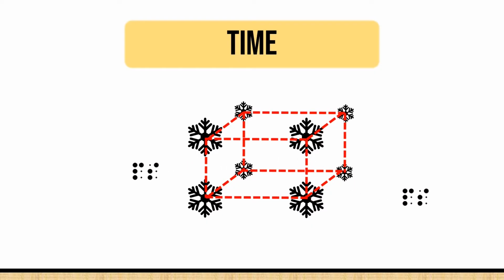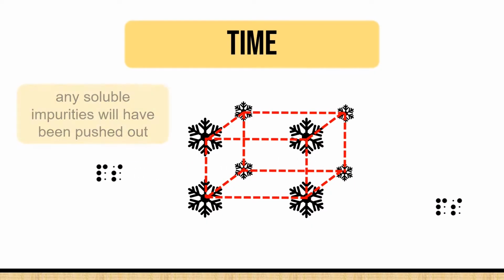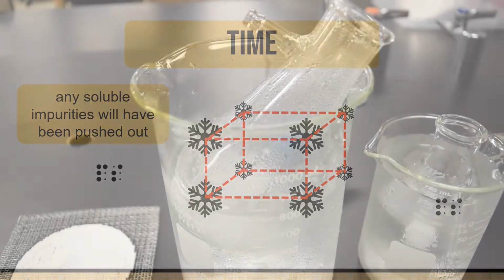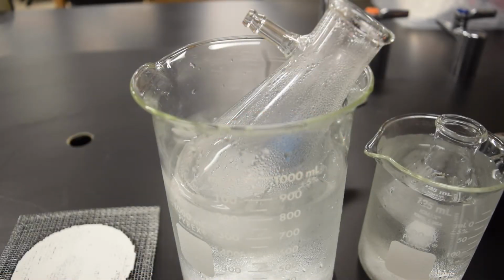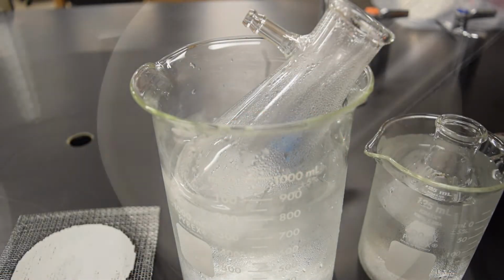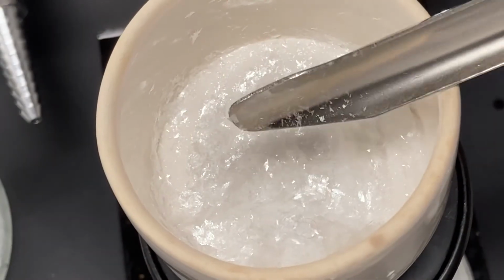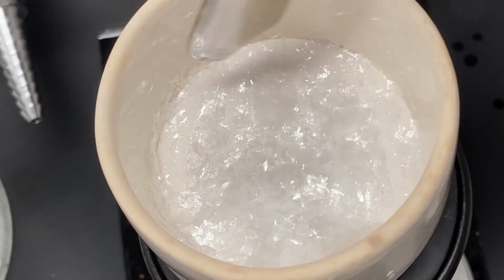By doing so, any soluble impurities will have been pushed out during the crystal lattice formation and remain in solution. A second, cold filtration filters out the solid benzoic acid crystals. Thus, the impurities remaining in solution are separated.